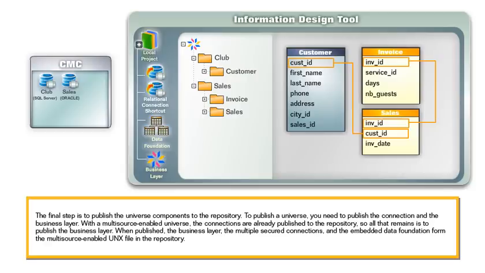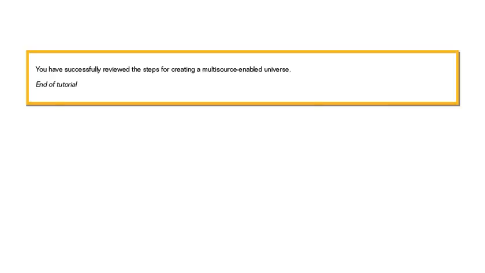With a multi-source-enabled universe, the connections are already published to the repository, so all that remains is to publish the business layer. When published, the business layer, the multiple secured connections, and the embedded data foundation form the multi-source-enabled UNX file in the repository. You have successfully reviewed the steps for creating a multi-source-enabled universe. This is the end of the tutorial.